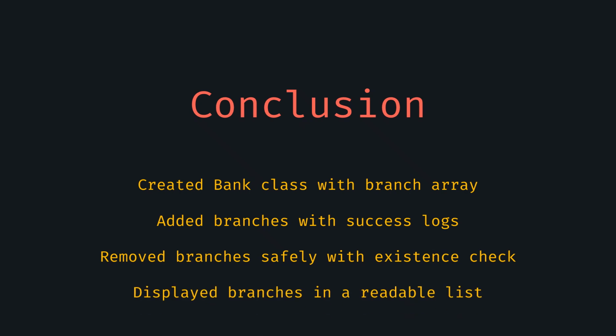To summarize, we've built a class that manages a list of bank branches effectively. We've covered adding, removing, and displaying elements with appropriate feedback. This is a great way to understand managing collections inside JavaScript classes. Try expanding this with more features like branch search or updates.